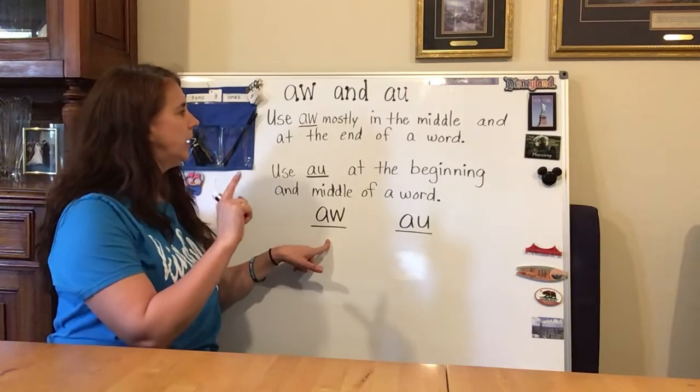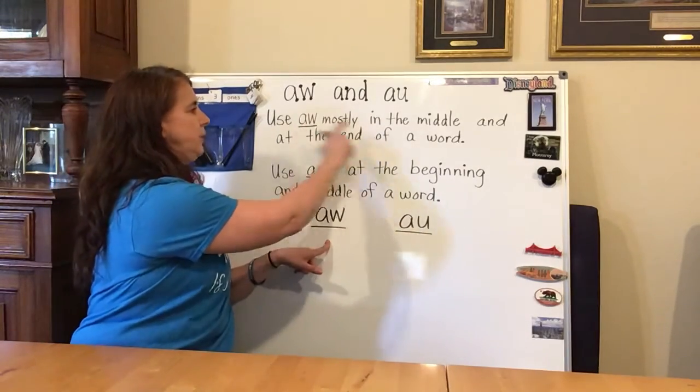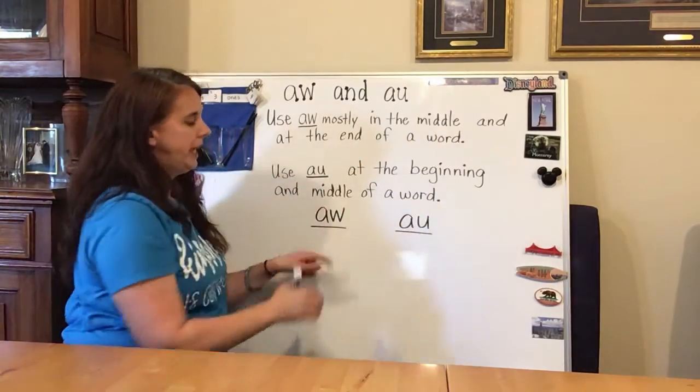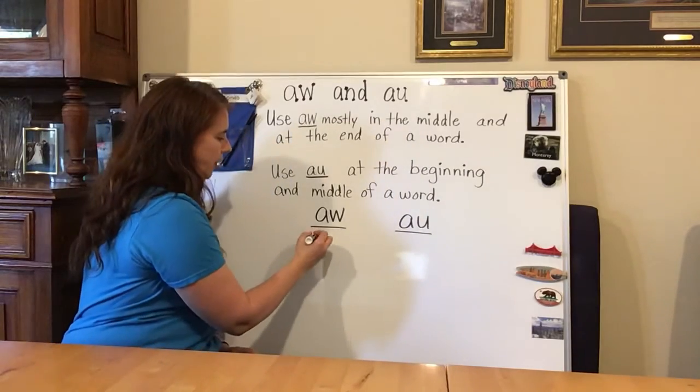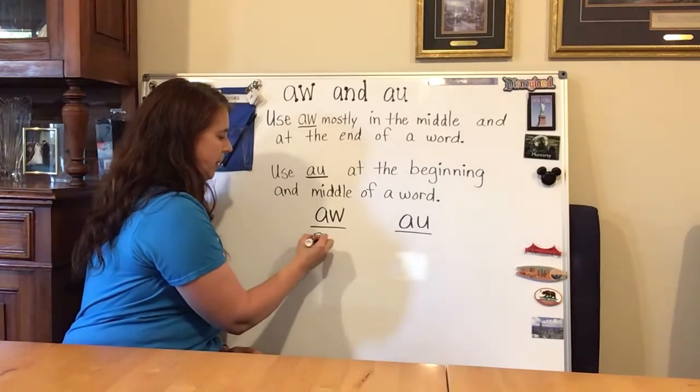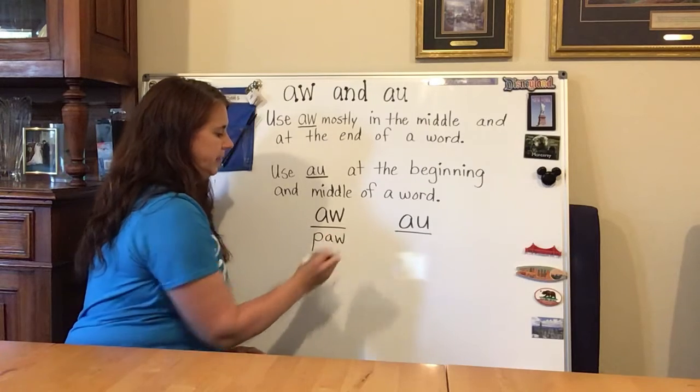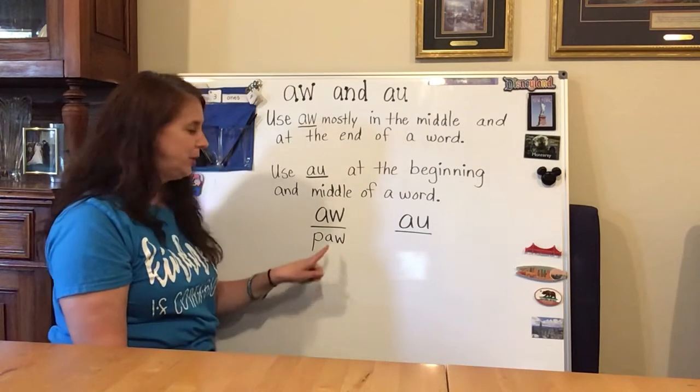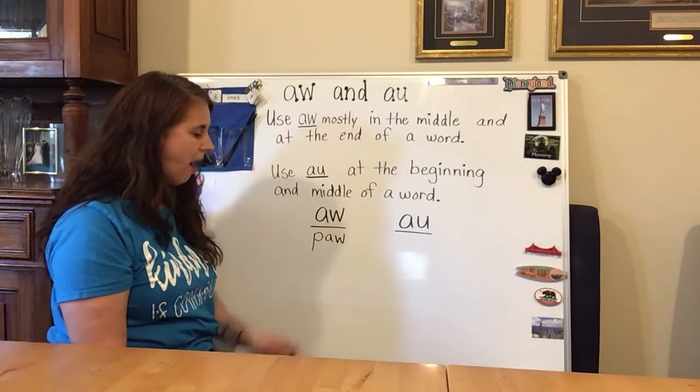So let's think of words with A-W, it's mostly in the middle or at the end of the word. So for example, let's do paw. Your dog has a paw. A-W is at the end. Paw.